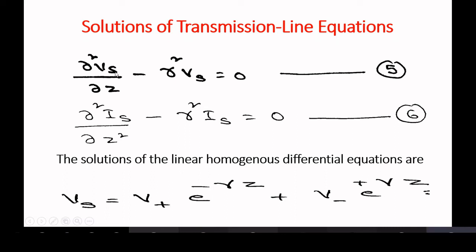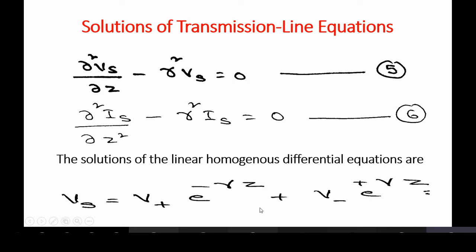So the solution for the voltage we can write as Vs. As it is a second order differential equation, we'll have two roots, one with plus gamma and the other with minus gamma. So Vs is equal to V plus, which is a constant, and V minus, which is also a constant. If we substitute the initial conditions, we will get the expressions for V plus and V minus.